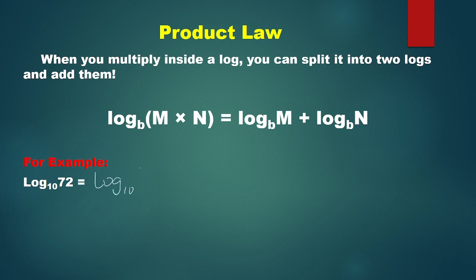For example, if I have log of 72 in base 10, I can write this as log in base 10 of, now we know that 72 can be written as 8 times 9. So I can simply break this as log 8 in base 10 plus log 9 in base 10. That's just what the product law means.